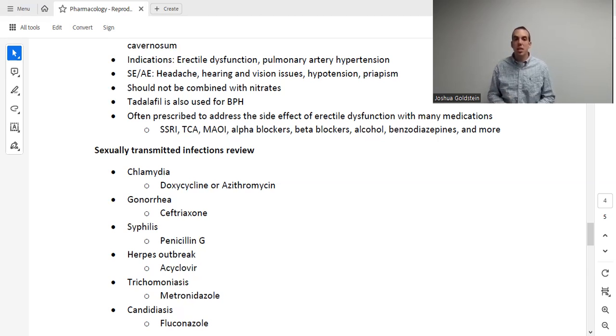Syphilis is treated with penicillin G. Again, we talked about that in the infectious disease lecture. A herpes outbreak, remember herpes you have for life, there's no cure for it, but we can manage the outbreaks, and that would be with acyclovir or valacyclovir or famciclovir, any one of those antivirals. Trichomoniasis is treated with metronidazole. Remember, metronidazole is the one medication that we have that can address that type of pathogen. We don't have any others that can do that. Also, remember, metronidazole very famously cannot be taken with alcohol because of known severe interactions that can cause an antabuse-like reaction. Candidiasis, that's a fungal infection that is treated with fluconazole, which is Diflucan.